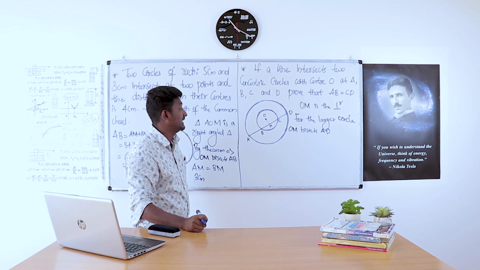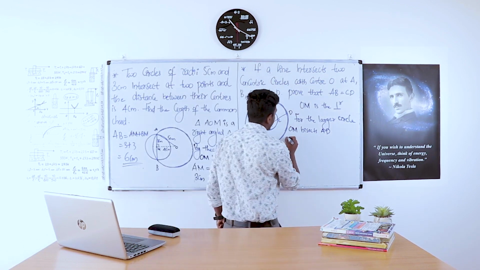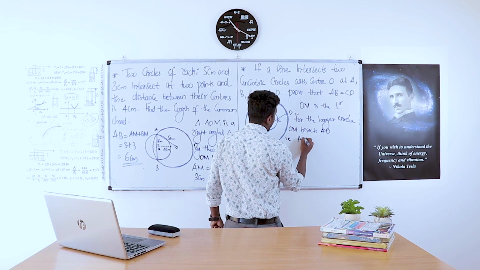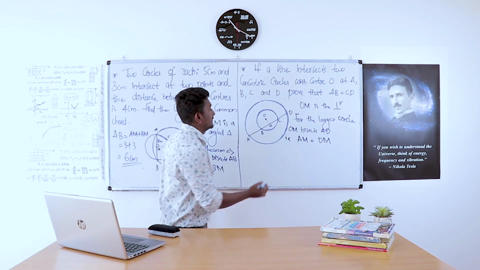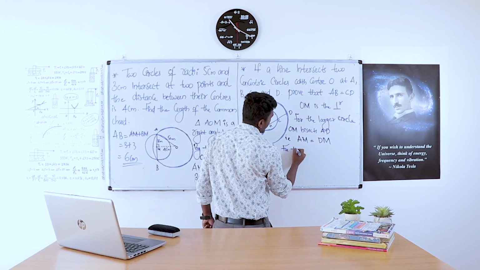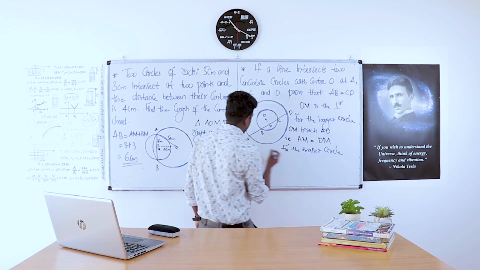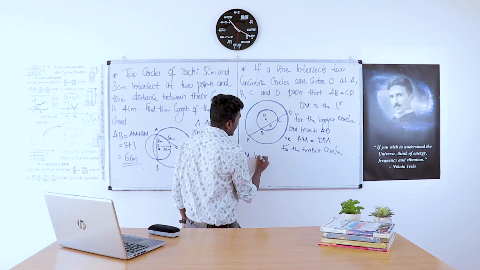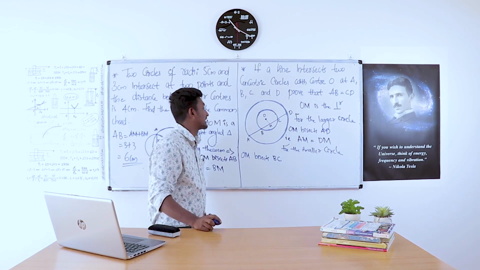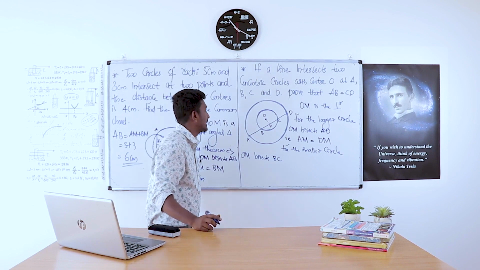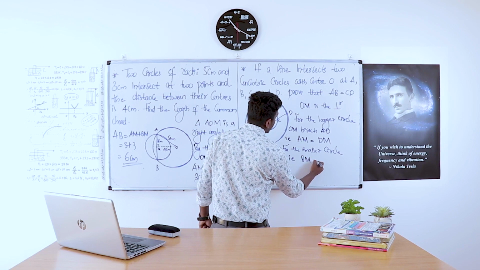Sorry, AD is the chord of the larger circle. Then OM bisects AD, that is, AM is equal to DM. And for the smaller circle, the same OM bisects BC because BC is the chord of the smaller circle and OM is the perpendicular. Therefore, OM bisects BC, that is, BM is equal to CM.